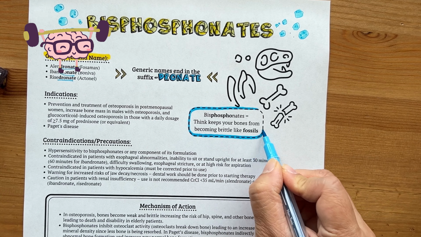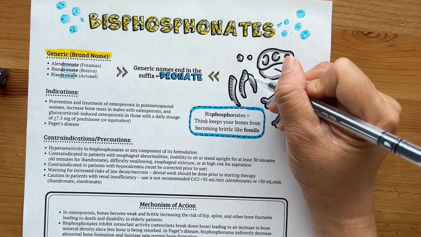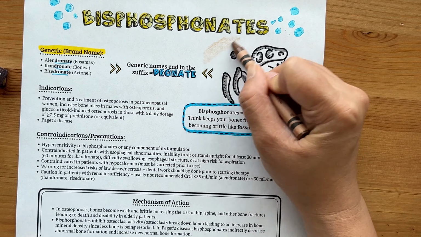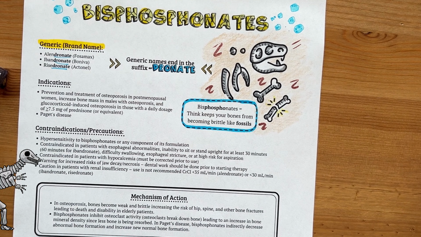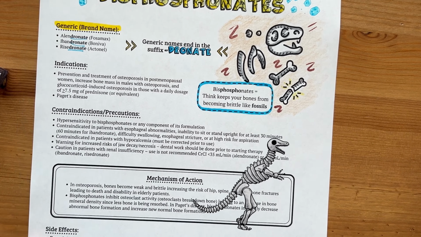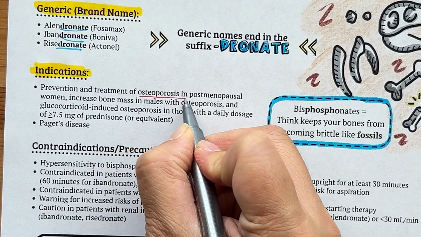The ending in the class name, bisphosphonates, sounds a lot like fossils. When you think of this class of bisphosphonates, think about how this class of drugs keeps your bones from becoming weak and brittle like fossils. This leads us to the indication for this class, prevention and treatment of osteoporosis in postmenopausal women.